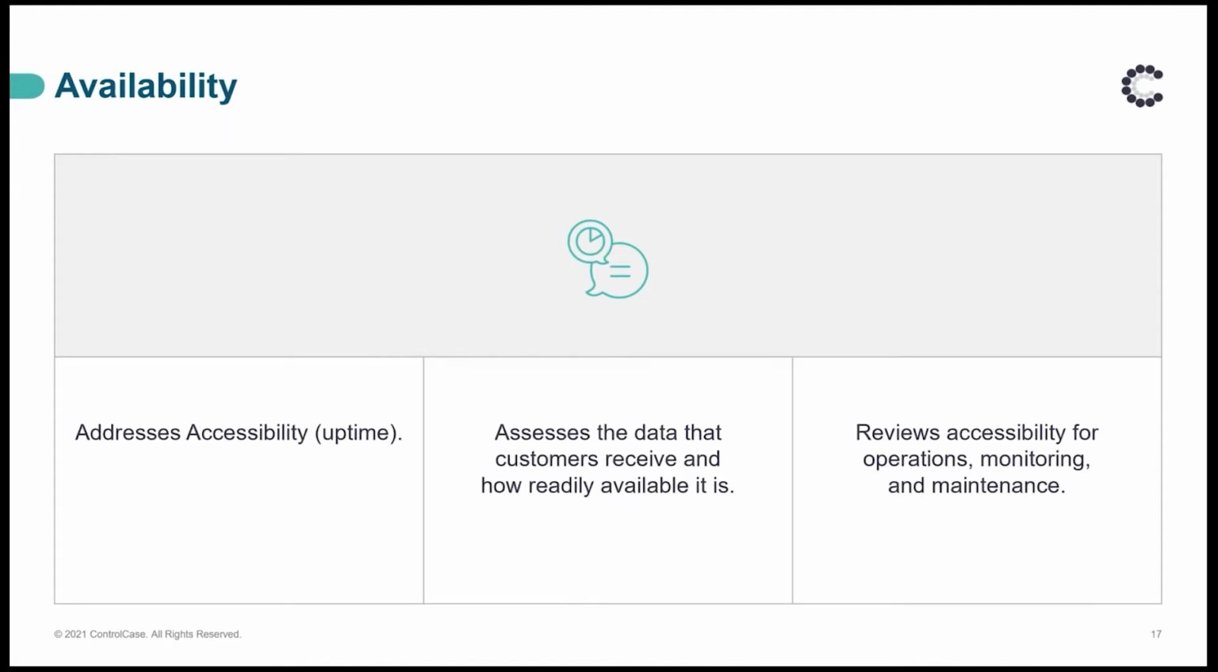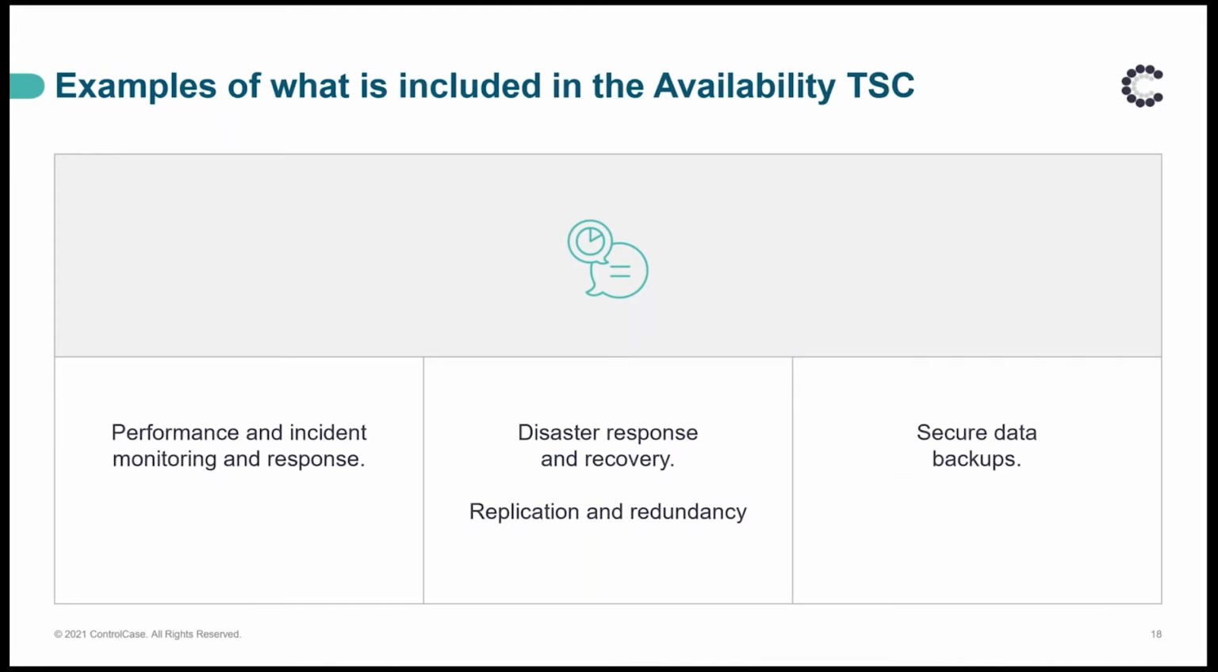Let's talk about availability. Availability really talks to accessibility. Many organizations that have service level agreements, or SLAs, on uptime are looking at assessing against availability. It really is an assurance that the data housed within you, or the systems that organizations use from you, are going to be readily available when they need them. What items might be included in the availability point? Items such as performance, incident monitoring, disaster recovery and response, and replication redundancy.